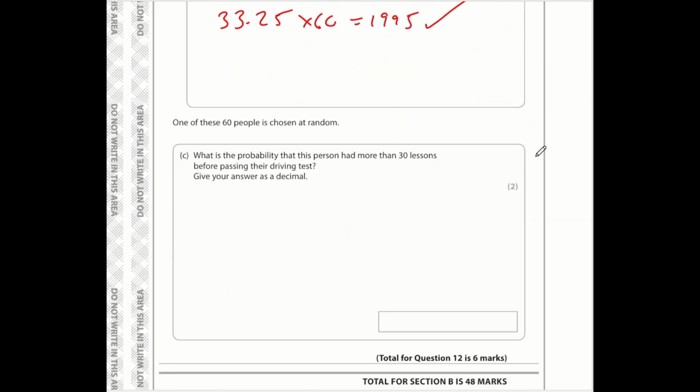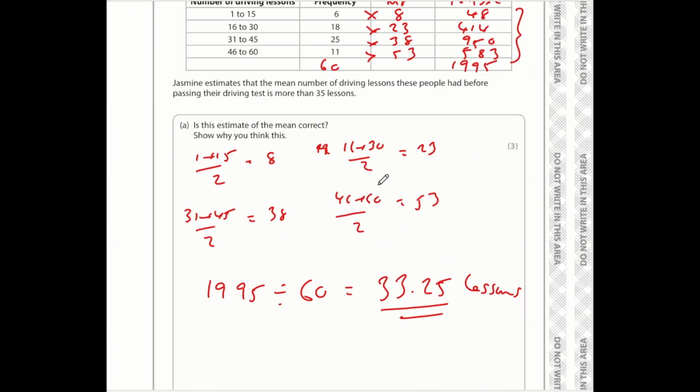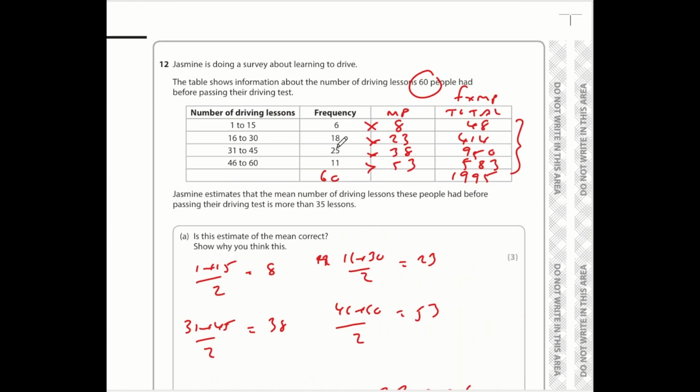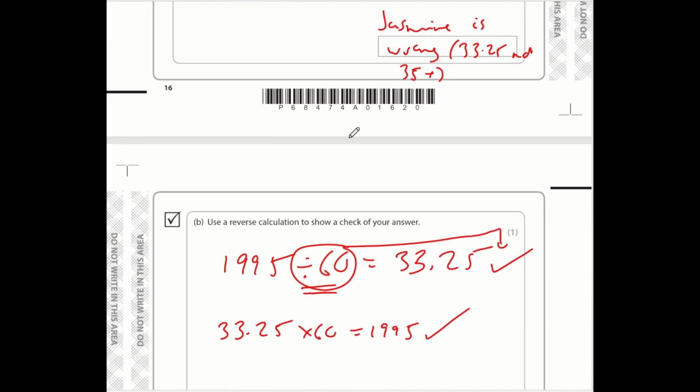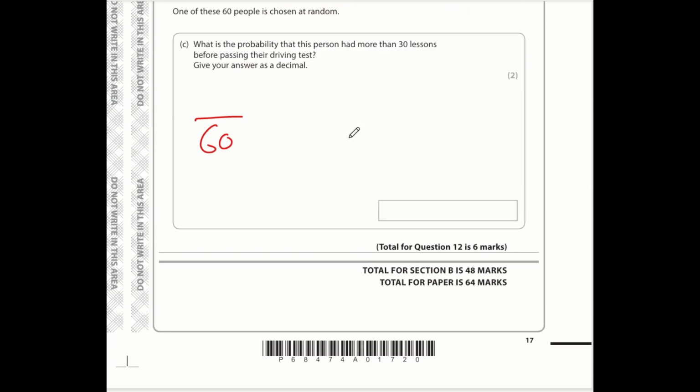One of the 60 people is chosen at random. What's the probability that this person had more than 30 lessons? So out of the 60, how many had more than 30? Well, let's take a look. That's 25 plus 11, which is 36. So 36 out of 60. Now if we want to give the answer as a decimal, remember this line of a fraction means divide. And what is 36 divided by 60? 36 divided by 60 is 0.6. There we go, and that's the end of the assessment.